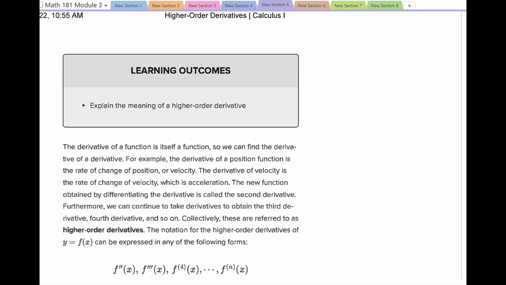We're going to round out our lesson on derivatives as a function by talking about higher order derivatives. And then we get to some really interesting stuff in the next section. So basically, we're going to explain the meaning of higher order derivatives. So we've been seeing the derivative, and everything we've been seeing so far is like the first derivative of a function.